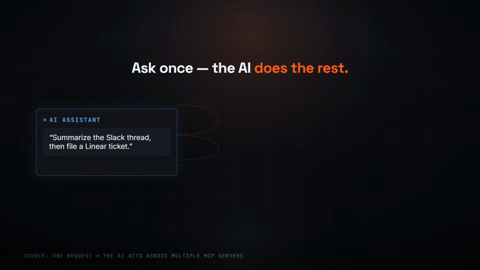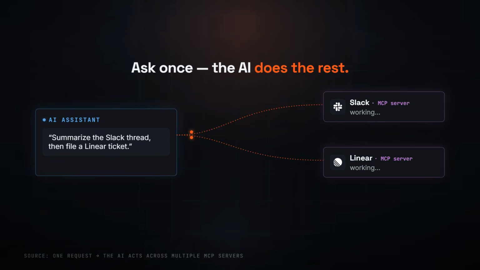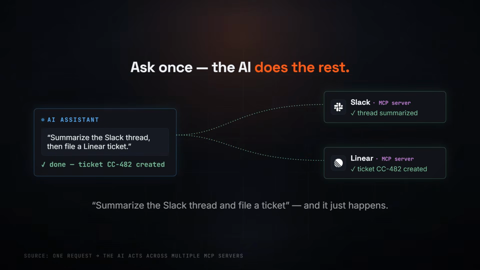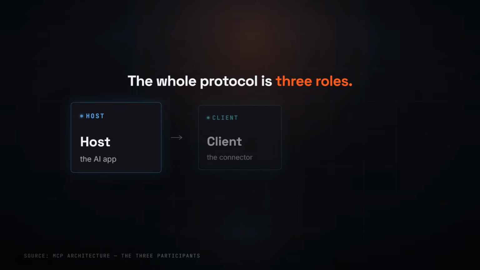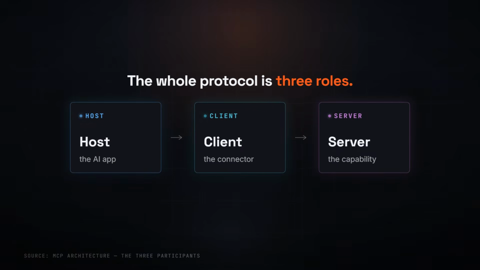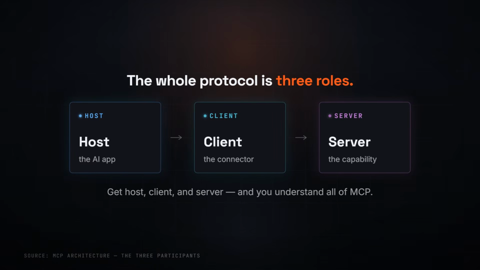You ask one thing, summarize the Slack thread, and file a ticket, and the AI reaches into Slack and Linear on its own and gets it done. So how does that actually work? MCP has just three roles: a host, a client, and a server. Understand these three, and you understand the whole protocol.